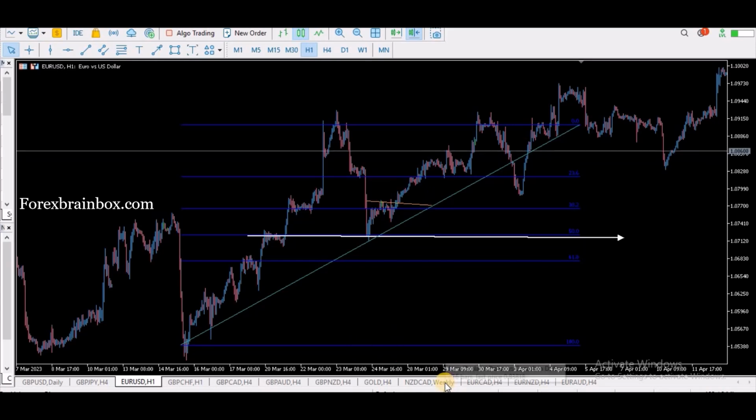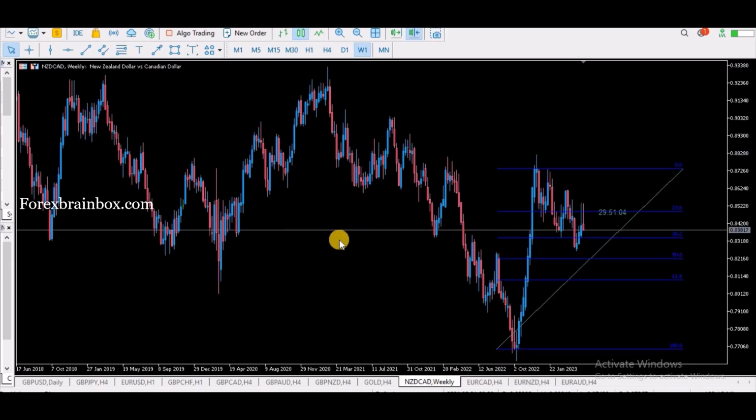Okay, I can see one here on the NZD card. This is a weekly chart. You can see a strong market push. This is a really strong one. You can see how high this went, right?